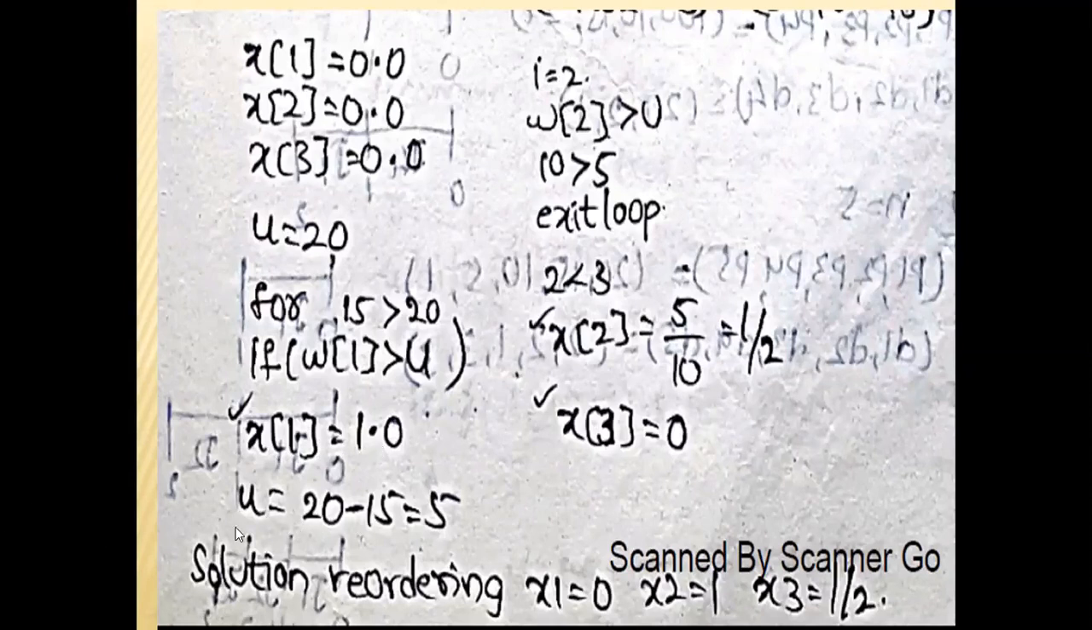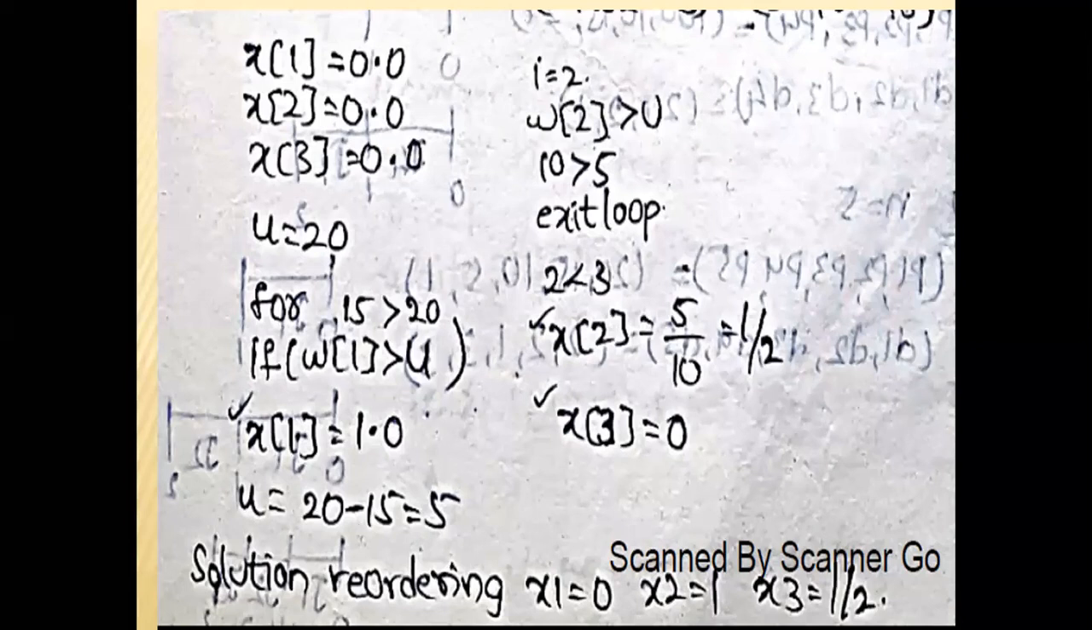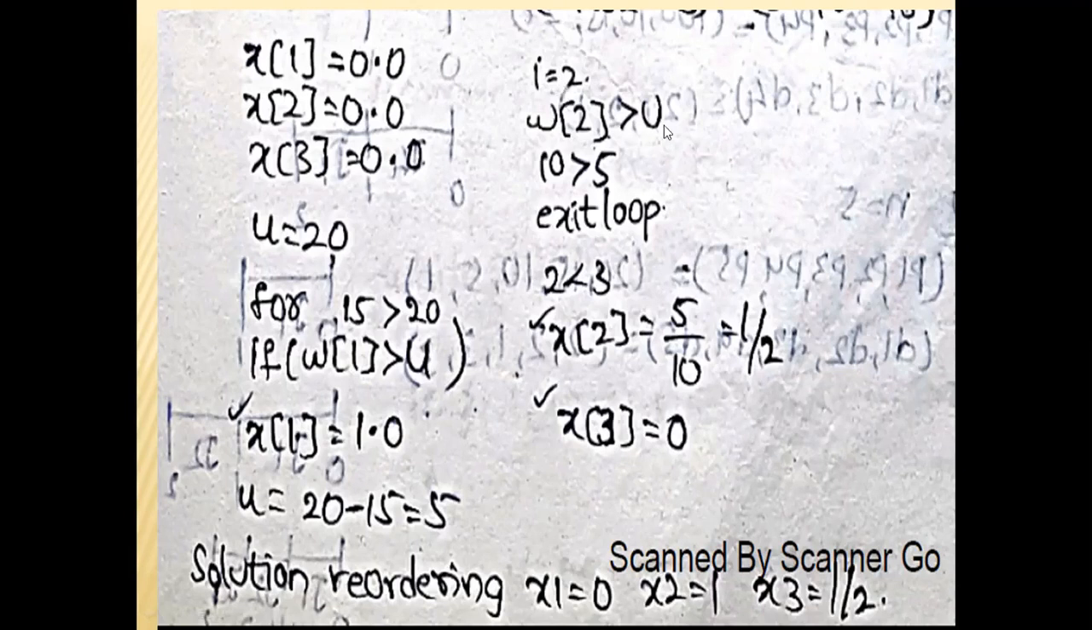So the remaining, unused weight U is 20 minus 15, that is 5. For the second iteration of the loop, W of 2 is greater than U, that is 10 greater than 5. So exit the loop. x of 2 equal to 5 by 10, that is 1 by 2. So x3 equal to 0. So x1 equal to 1.0, x2 equal to 1 by 2, x3 equal to 0. By reordering the objects, that is x1 equal to 0, x2 equal to 1, x3 equal to 1 by 2.